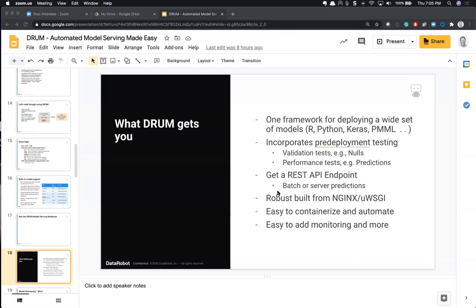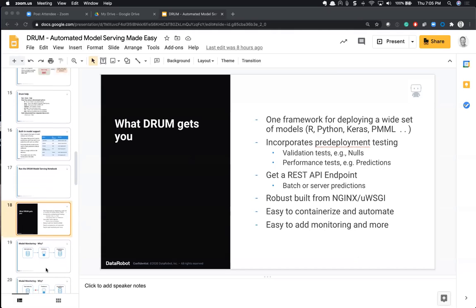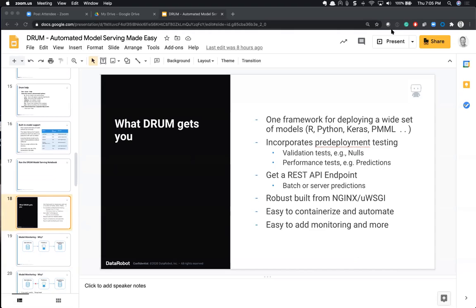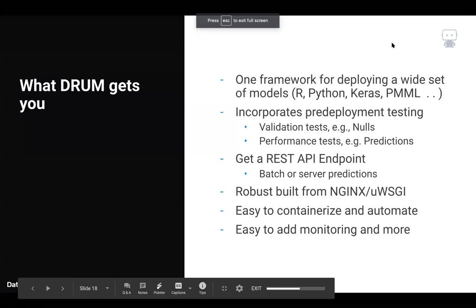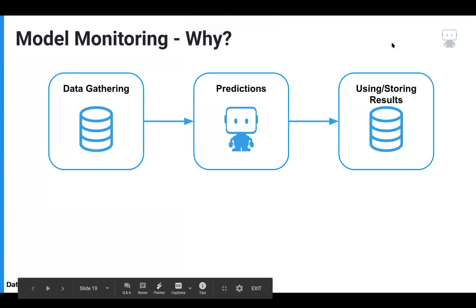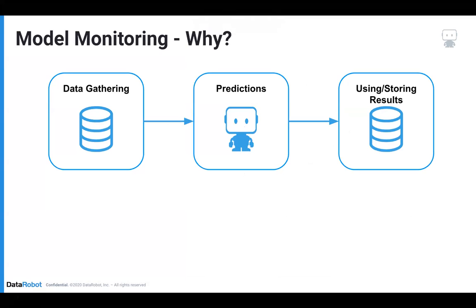But now I want to talk about some of the other things you should be thinking about once you have it deployed. So let me present here. To some extent, we've already talked a little bit about model monitoring, and folks have made it clear that that's important. This is the typical way we think about how we get predictions: some data comes in, we use our models, and then we take those predictions, store them, and use them someplace downstream.